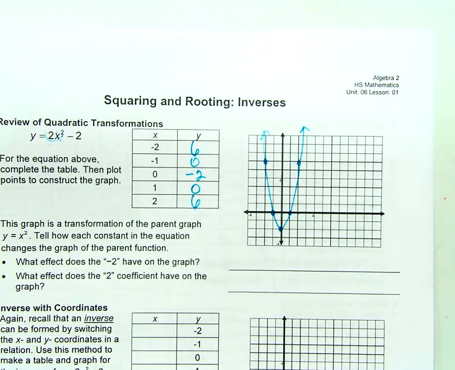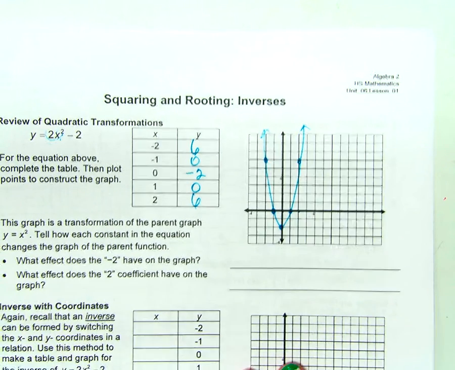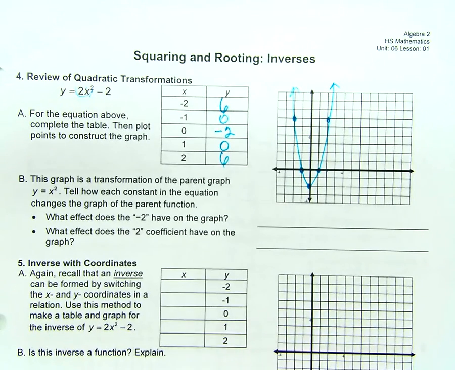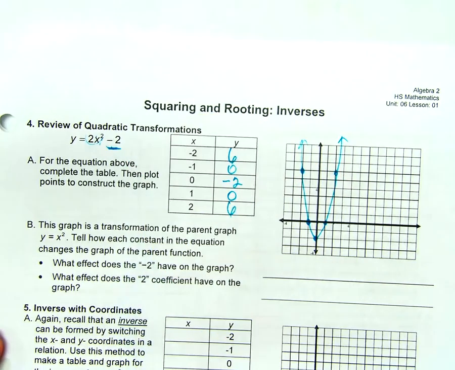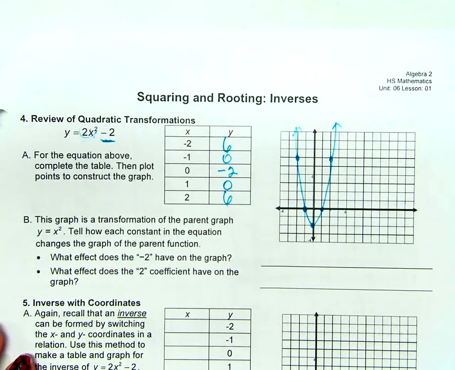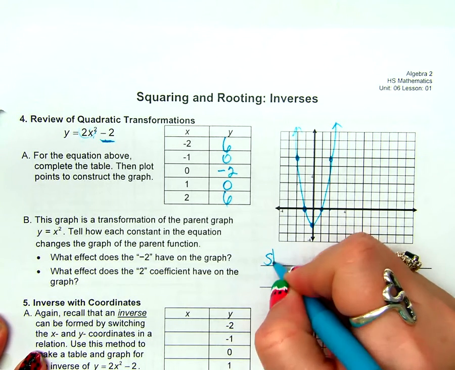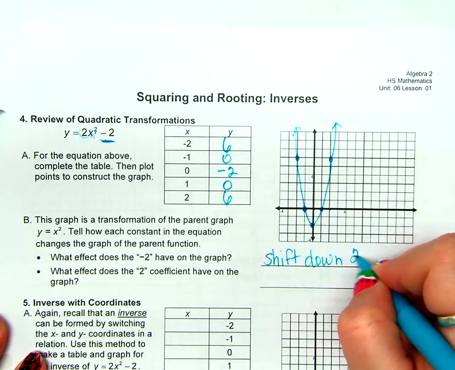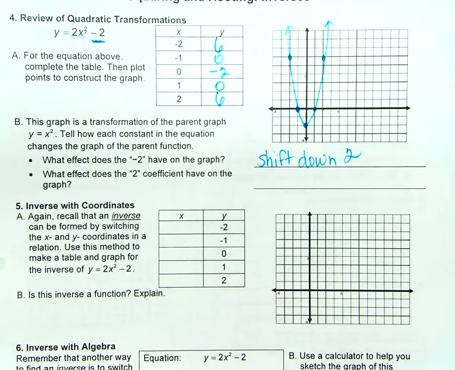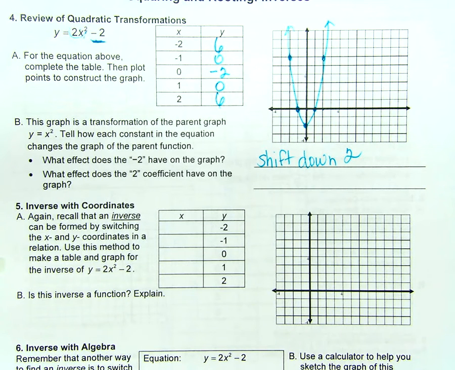This graph is a transformation of the parent graph y equals x squared. Tell how each constant in the equation changes the graph of the parent function. What effect does the -2 have on the graph? It shifts it up or down. Which one is it? Down. It is vertical, yes. Vertical shift down 2. If you're going to write shift, please remember your F. It's important.